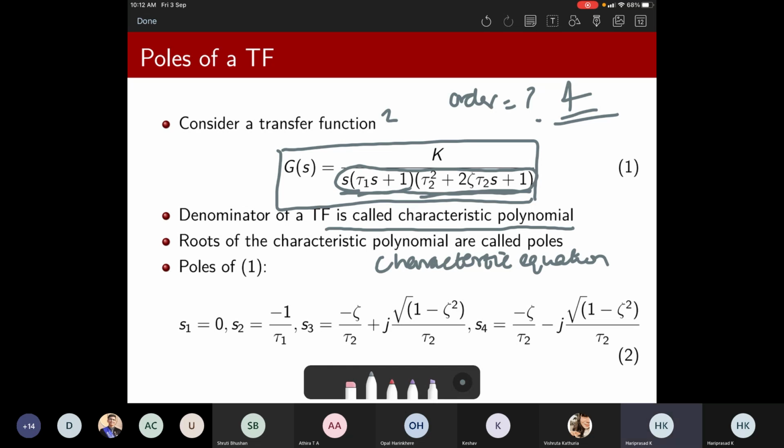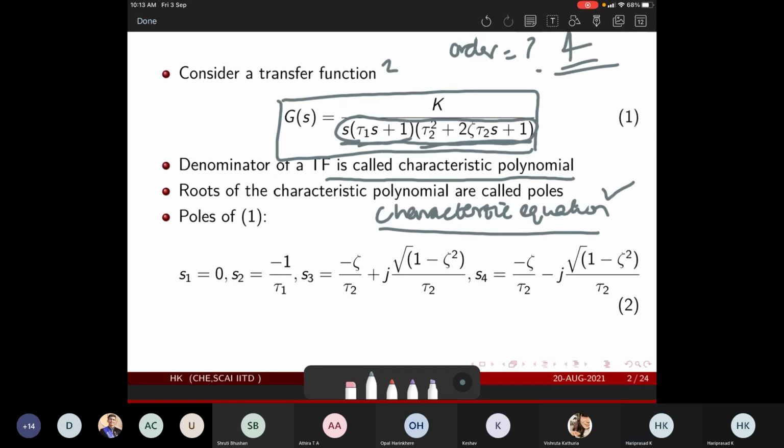Have you heard of a term called characteristic equation anytime? Can someone comment on what is characteristic equation? Yes, sir, we heard it in matrices. It is a representation of a solution matrix into a polynomial.